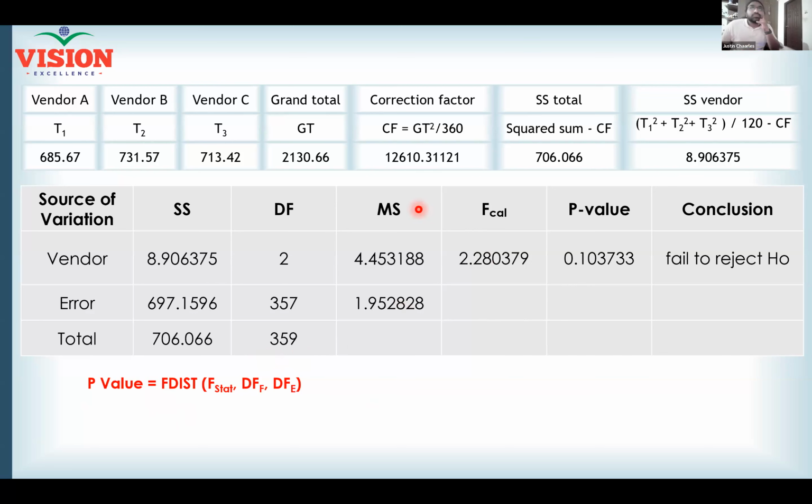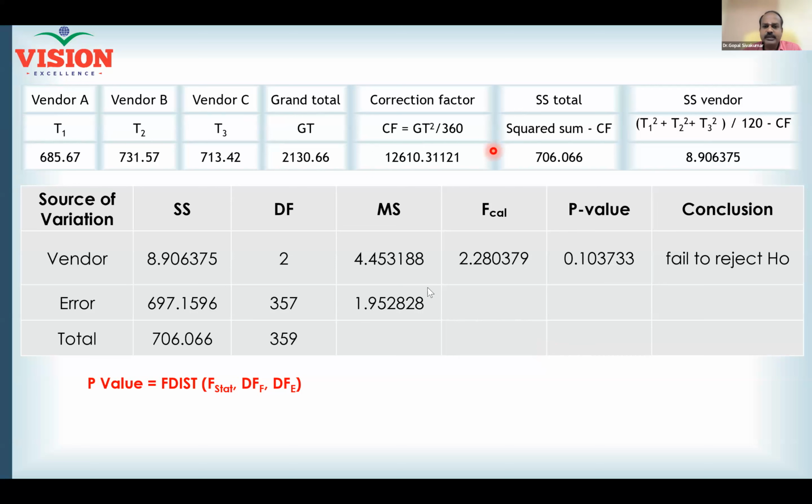0.103. Are you able to see the same 0.103 here? Yes. This is one way of generating the p-value from the F score. You can do the same thing using Minitab also. We'll see that.